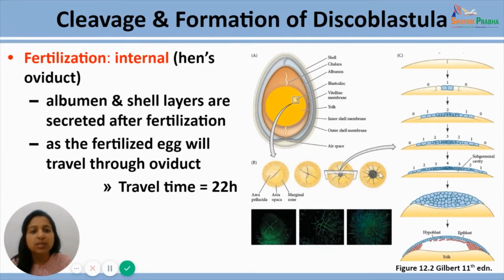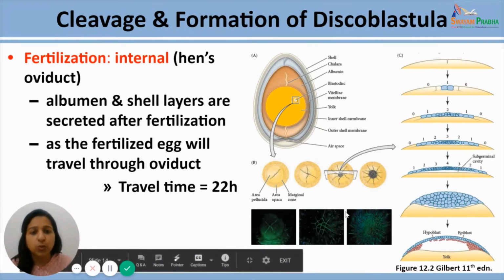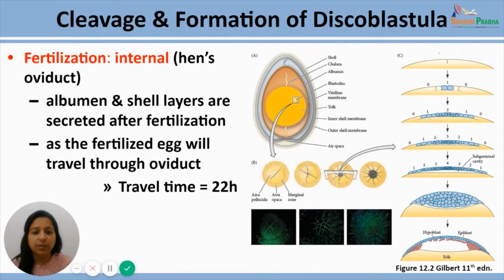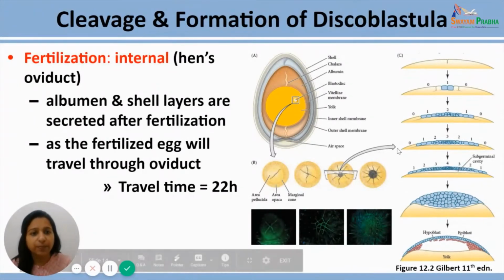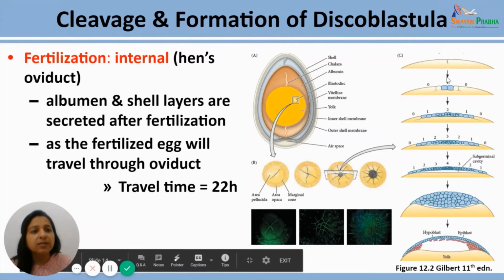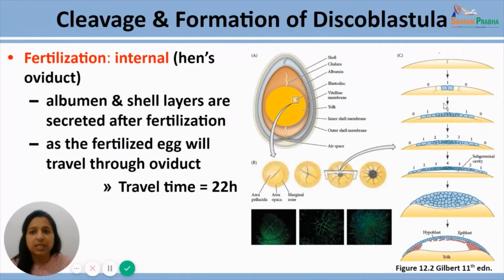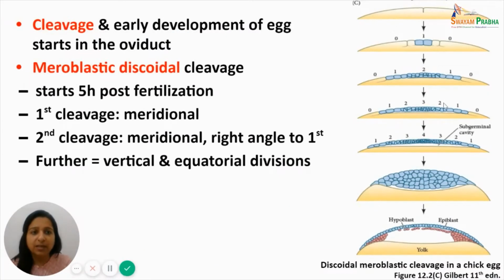This diagram shows the future dorsal side of the embryo at which the cleavage furrows have begun to be formed, and they help in the formation of this blastula. The lower diagrams show the micrographs of the cleavage furrows being developed, which have been stained with phalloidin green. Now this diagram C shows the formation of the discoblastula. We'll discuss these in detail one by one.